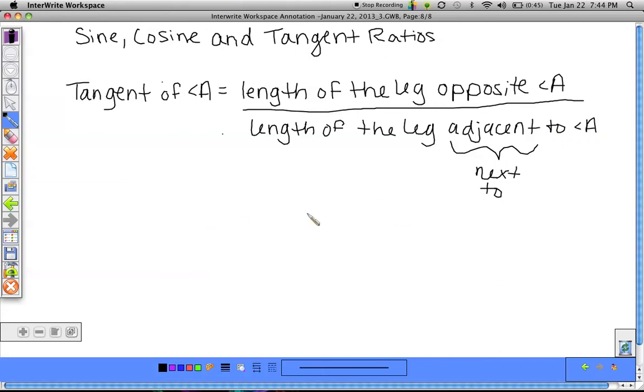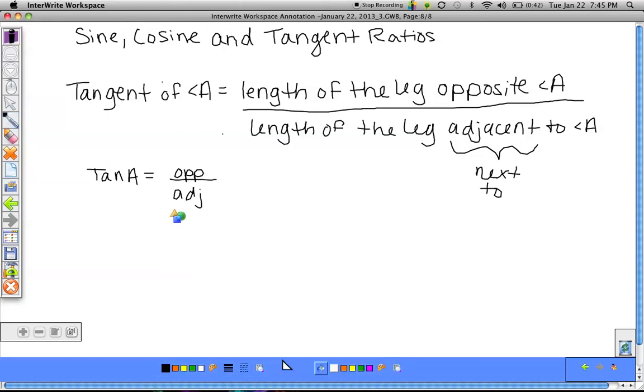And we can abbreviate that, since that's a really long formula to have to write out all the time. We'll abbreviate it as tan A, so that means the tangent of angle A is equal to opposite, which I'll abbreviate OPP, over adjacent. So let's do an example of a problem like this.